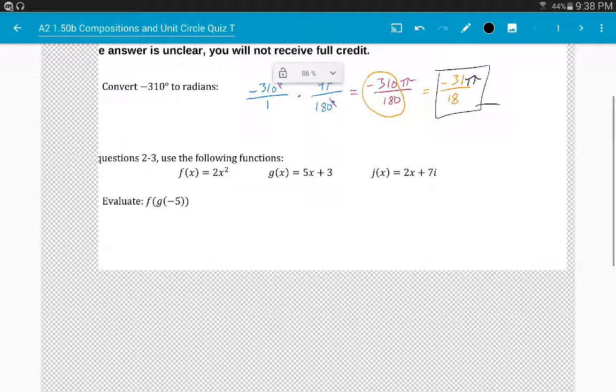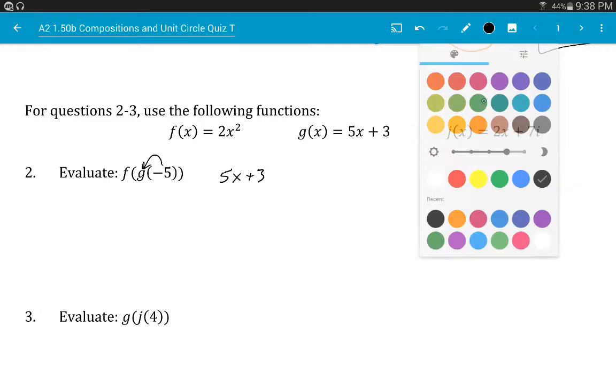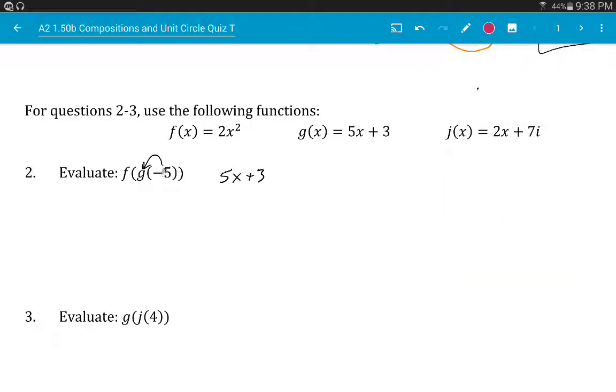They're the same thing. Evaluate f of g of -5. So -5 goes into the g function. That is 5x plus 3. I'm going to be plugging -5 in for x, so that's 5 times -5 plus 3. That's -25 plus 3, and that's -22.